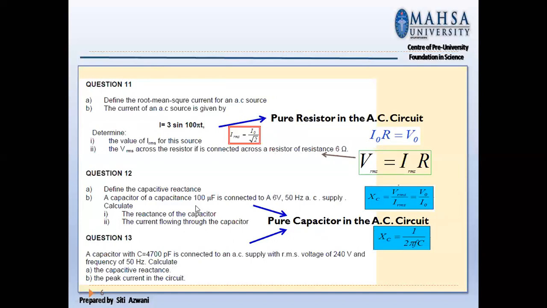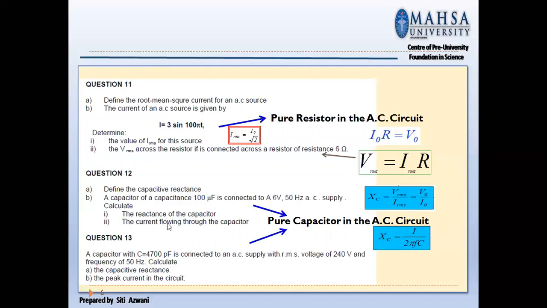Okay, calculate the reactance of the capacitor, which means you need to calculate the XC. Formula: 1 over 2 pi FC, unit is ohm. Because you want to calculate the resistance, but now your resistance is the reactance of the capacitor, because you have a capacitor in your AC circuit.